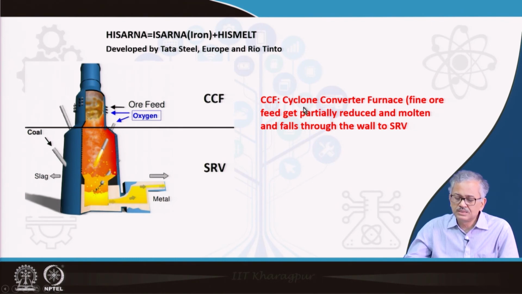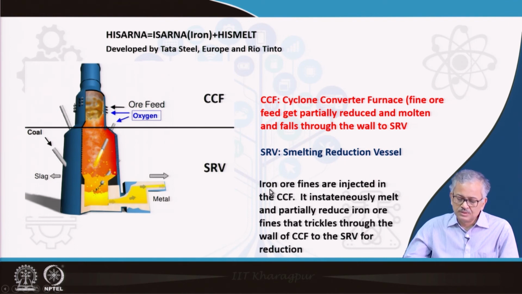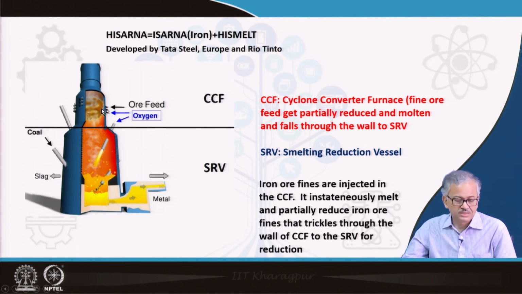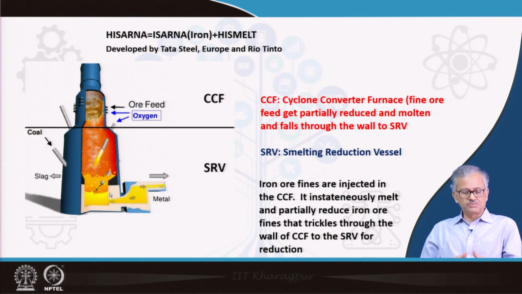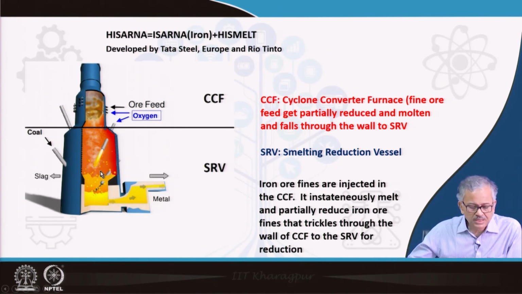So, CCF is basically the cyclone converter furnace. The fine ore gets partially reduced and molten and falls through the wall to the SRV. SRV is the smelting reduction vessel. So, iron ore fines are injected in the CCF. As I say, it is not into the SRV. It instantaneously melts and partially reduces iron ore fines and trickles through the walls of the CCF to the SRV for further reduction. And the rest of the reduction takes place in liquid state in the SRV. And then here is the slag and the metal is collected at the bottom, and then you can tap it out.